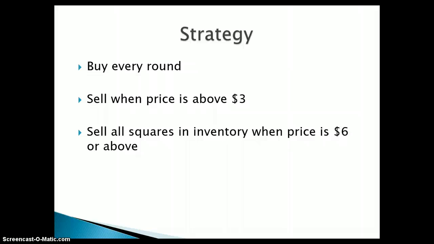So we decided to sell when the price was above $3, and sell all the squares in inventory when the price is $6 or above. We didn't have a very set strategy. We had a general idea of what we wanted to do, but it kind of came down to discussing each move on each turn. So we didn't have a set strategy, but this is about the strategy we followed.